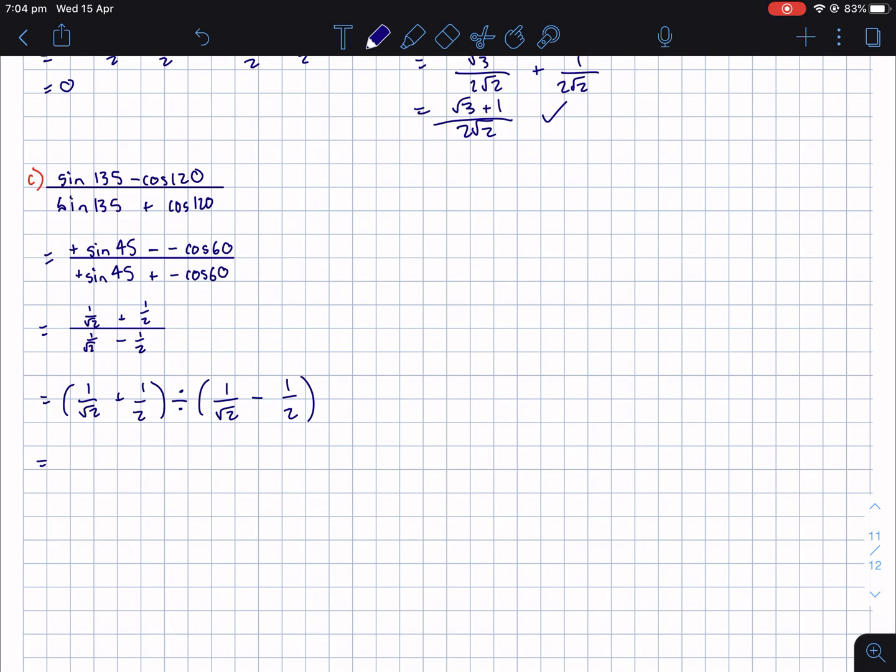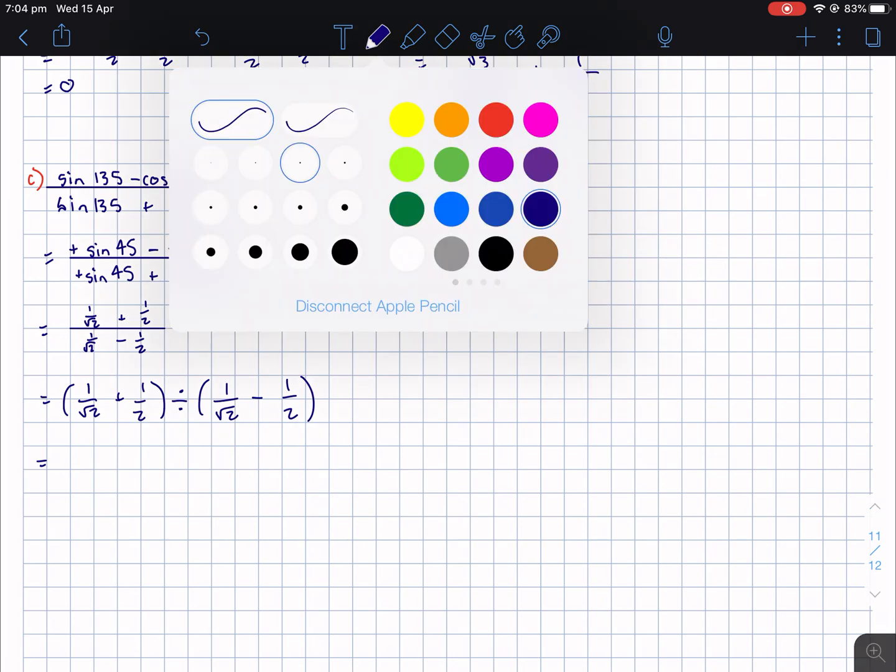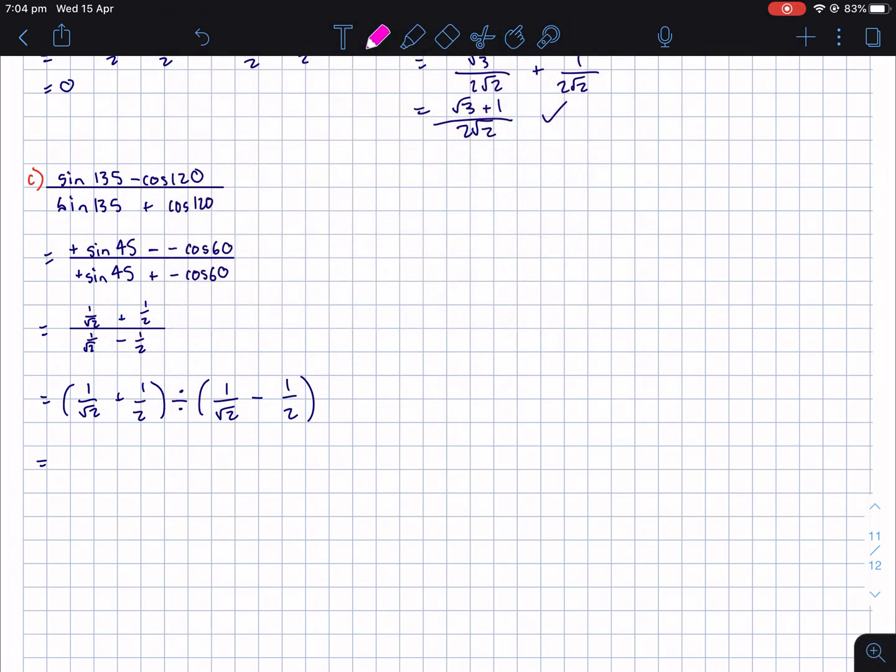Okay, so we're going to have to cross multiply. So remember with cross multiply, you do that one times that one times that one. So we've got 1 times 2 plus root 2 times 1 over, and then you just multiply the bottoms, 2 root 2, divided by, on this side, we're going to get the same, but there's going to be a minus, 2 minus root 2 over 2 root 2.